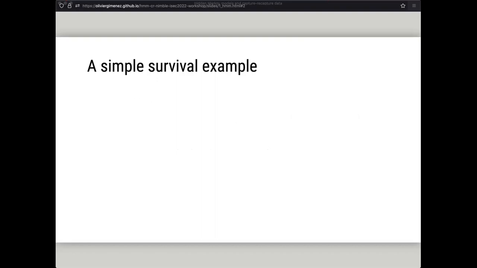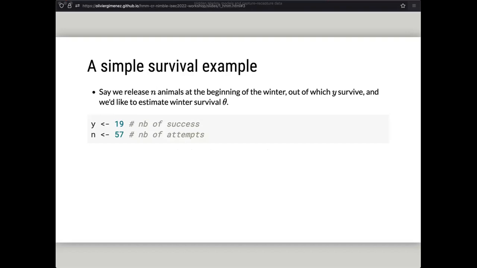Say we release n animals at the beginning of the winter, out of which y survive, and we'd like to estimate winter survival. So we have y is 19, and the number of released individuals is 57. Let's say. Okay. So we have z survivors out of n released individuals. Why did I say y? Well, that's a conflict of notation. It shouldn't be y here. It should be z. That's fine.